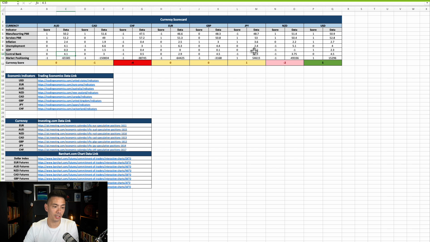So if we take a look at the scorecard at the moment, as you can see, across the board, if we look at the Aussie, the CAD, Euro, Pound, Yen, they're all pretty much in the same position. So I would say that they're neutral as far as a directional bias is concerned, which means I'm not expecting anything in the next few weeks from those particular regions from a purely economic perspective to drive the markets.